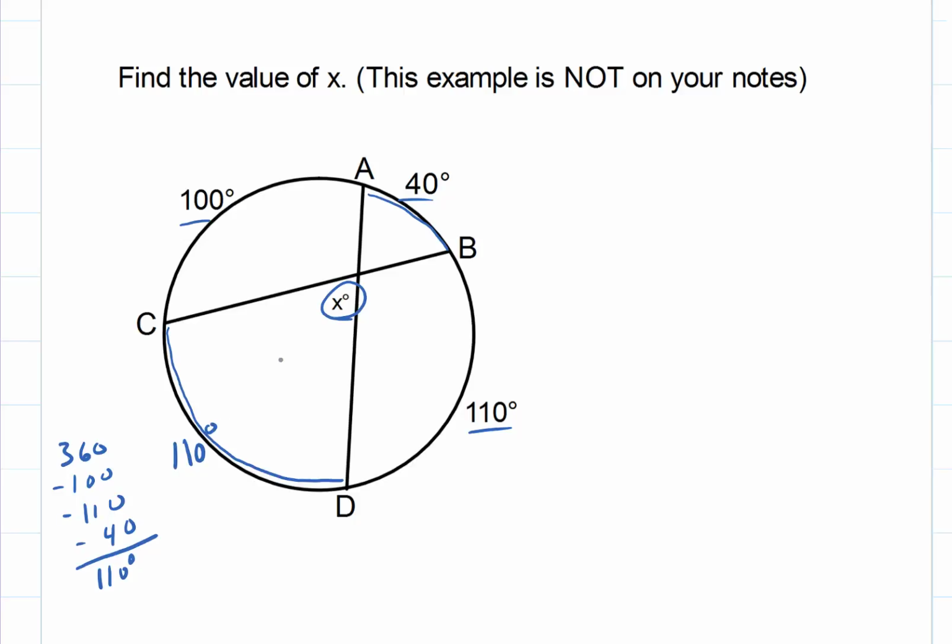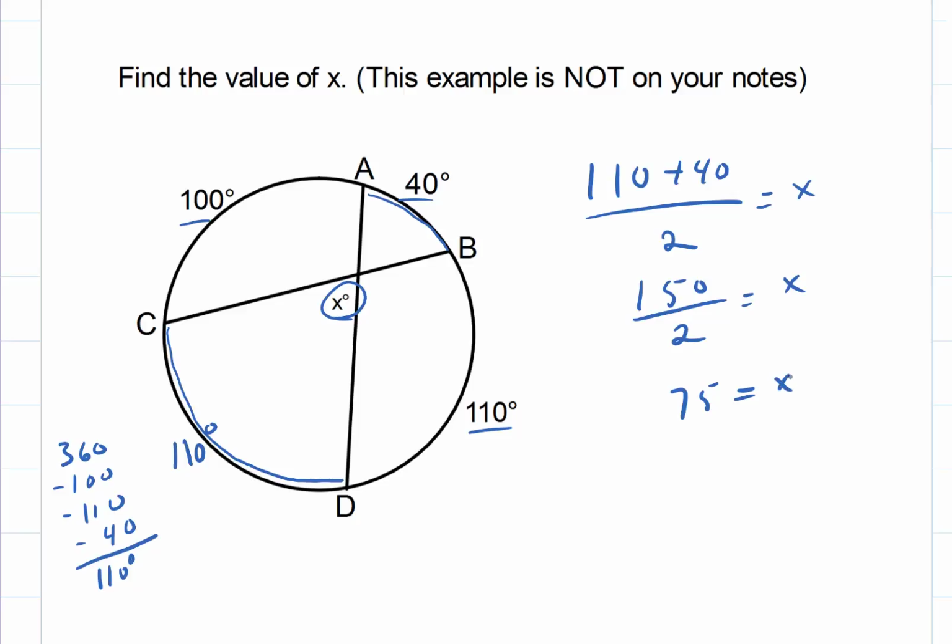Now we know both of the intercepted arcs. So 110 plus 40 divided by 2 equals x. 150 divided by 2 equals x. 75 equals x. So x equals 75.